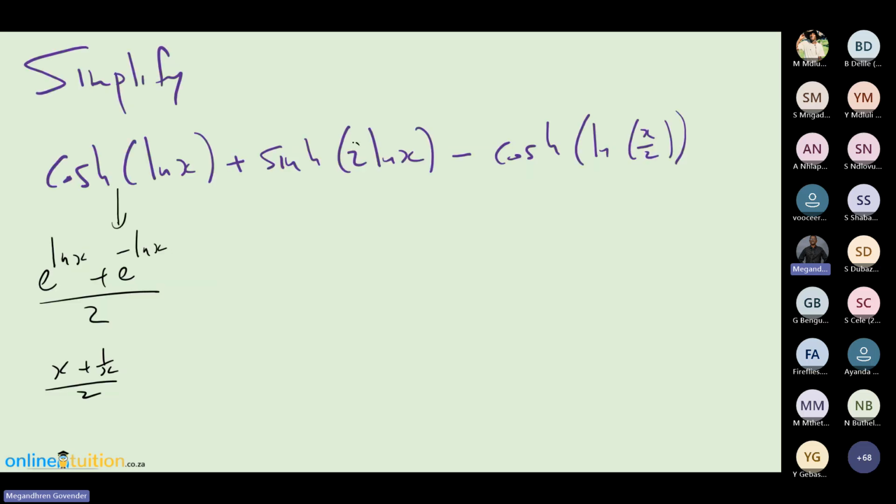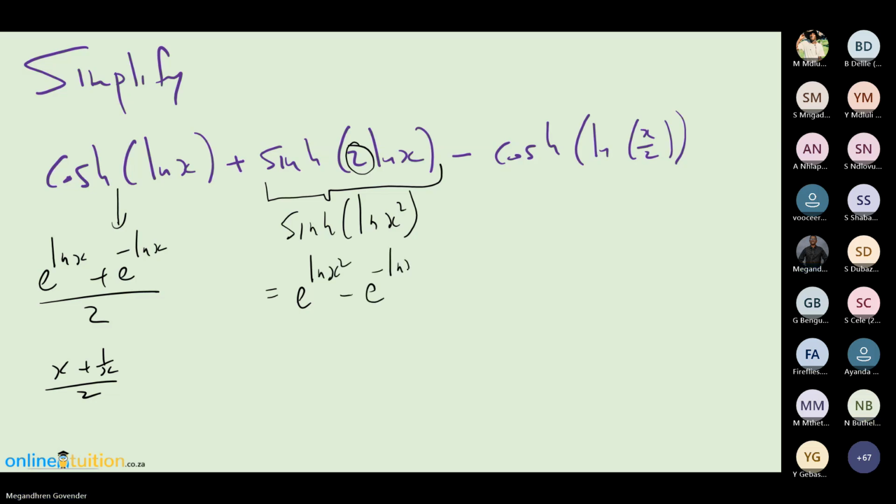So now I put something special over here and I said, well, how do you deal with this 2 over here? So what is sinh of 2 ln x? That's sinh of ln of x squared. And that now becomes e to the ln of x squared minus e to the minus ln of x squared, all over 2. But e to the ln of x squared is x squared, minus 1 over x squared, all over 2. You agreed?